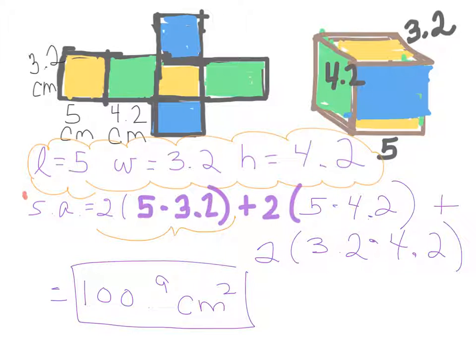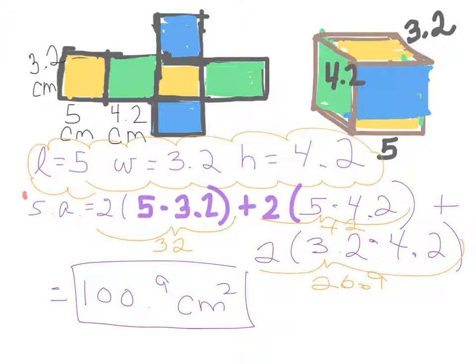the product of 5 times 3.2, and that gave me 32. Now I took this 2 times the product of 5 times 4.2, and that's going to be 42. And then on this very last one, I took 2 times the product of 3.2 times 4.2, and that's where I got my decimal, and that was 26.9. So when I add up all of these numbers, the 32, the 42, and the 26.9, I got 100.9 square centimeters. Remember that our unit of measurement has to be in terms of square units.